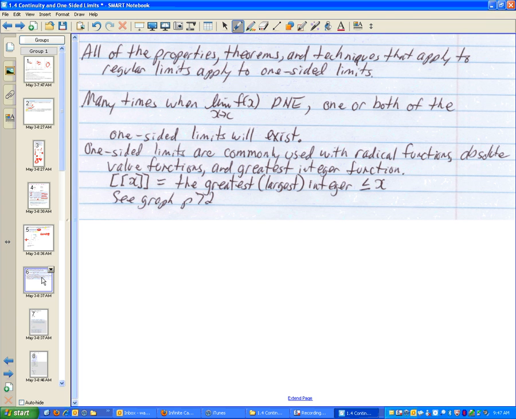All of the properties, theorems, and techniques that apply to regular limits apply to one-sided limits. Many times, when the limit of f of x as x approaches c does not exist, one or both of the one-sided limits will exist. Okay? They just don't equal each other, that's all. One-sided limits are commonly used with radical functions, absolute value functions, and greatest integer functions.